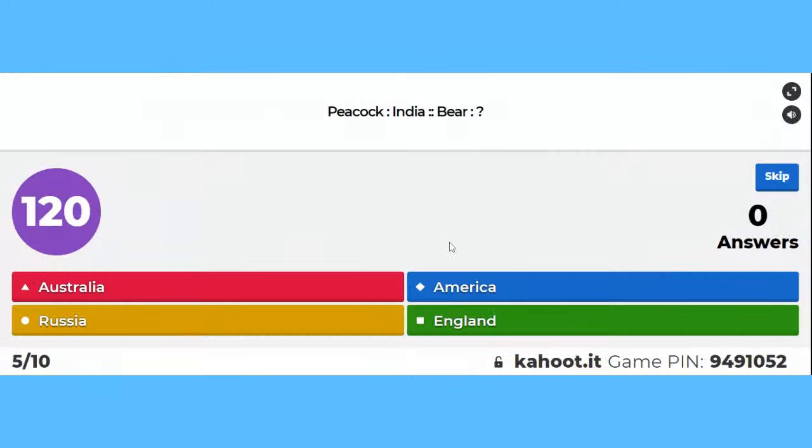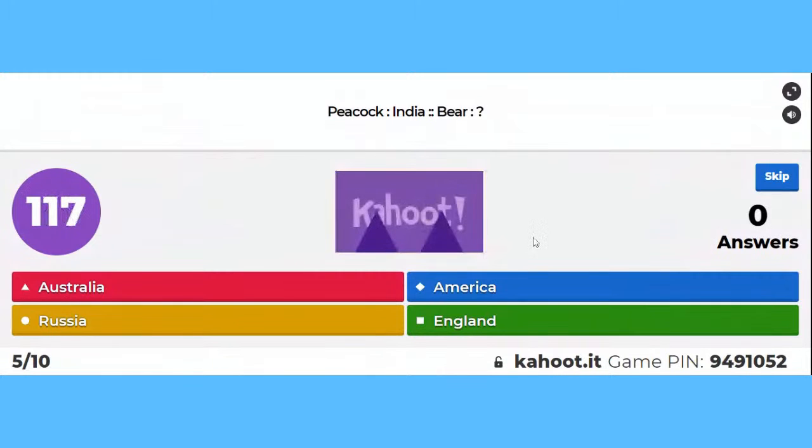Peacock is to India as bear is to. Let me give you a hint. As the peacock is the national bird of India, similarly bear is the national animal of which country? I have got 8 answers. I'm still hoping for many of them.